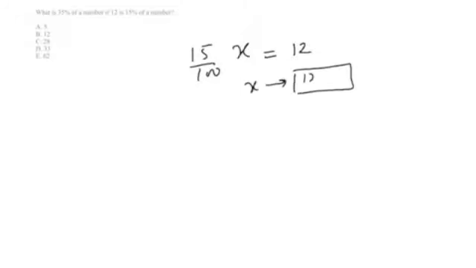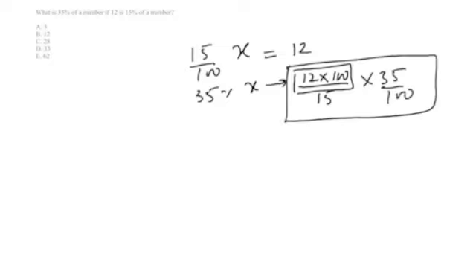Let's see this question. 35% of a number is 12. What is 35% of a number, if 12 is 15% of the number? So let's say x is the number. So 15 by 100 of that number is equal to 12. That is given to me. Now from here I can find the value of x. That will be 12 into 100 by 15. That is x. Now I need to find 35% of x, so 35 by 100 of x. We can do the calculations and get the number.